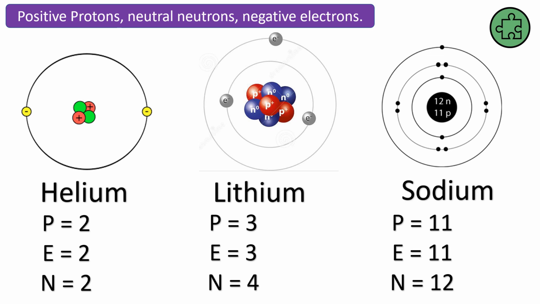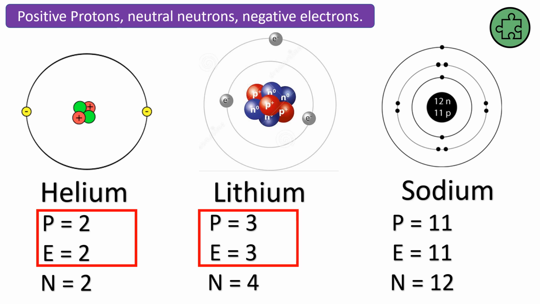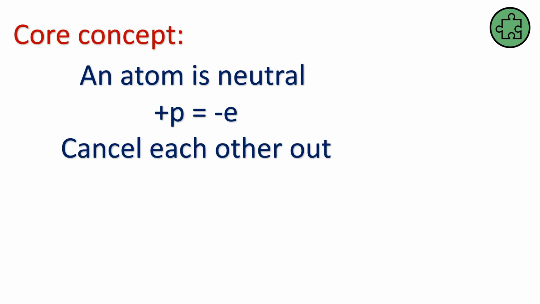What I want you to understand from this exercise is that an atom always has the same number of protons and electrons. So here's your core concept. An atom is neutral. Why? The positive protons are equal to the negative electrons and so they cancel each other out.